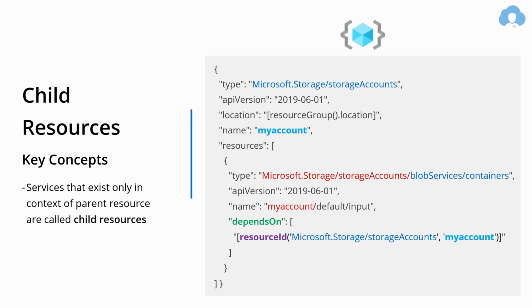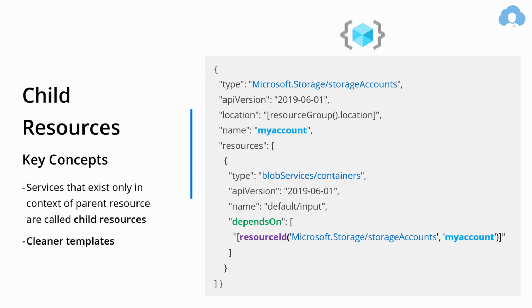Because you can actually remove those sections. You can remove the type part, which says Microsoft storage accounts, and you can remove part from the name, which says my account, because those are already defined on a parent resource, making your template much more readable. But remember one thing, the depends on block needs to stay, because child resources are not dependent on their parent by default, so you always need to define that block anyway.